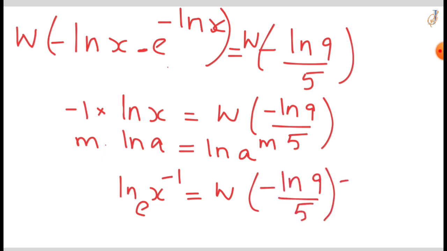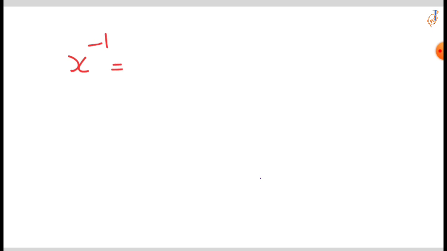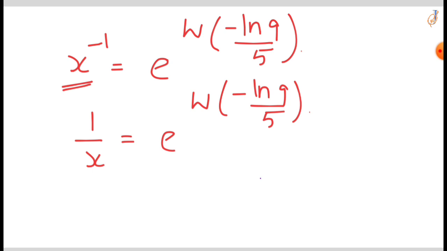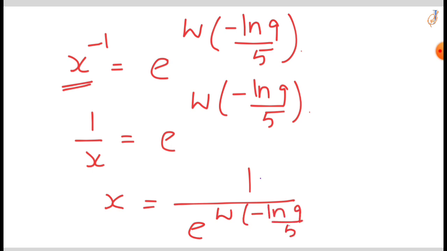Now it is in the form of log a with base b equal to n. According to the logarithm property, we can write this as a equal to b power n. So that means we can write this as x power minus 1 equal to e power W of minus ln 9 over 5. Here x power minus 1 is nothing but 1 over x. So 1 over x is equal to e power W of minus ln 9 over 5. Then taking reciprocals on both sides, x equals 1 over e power W of minus ln 9 over 5. This is our x value.